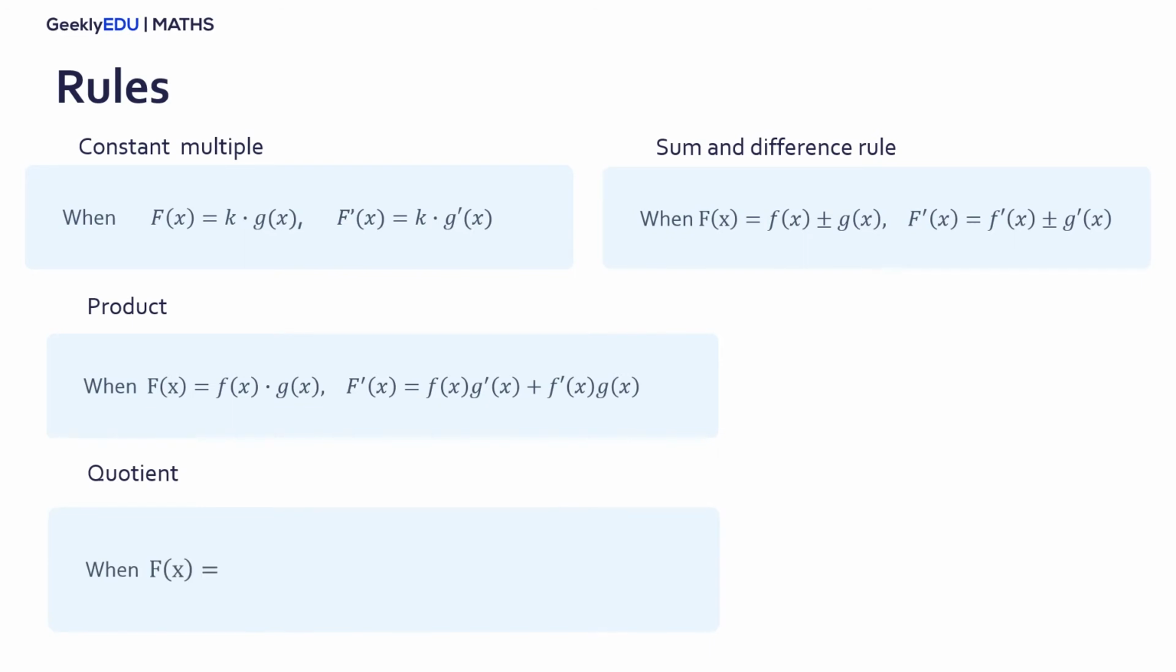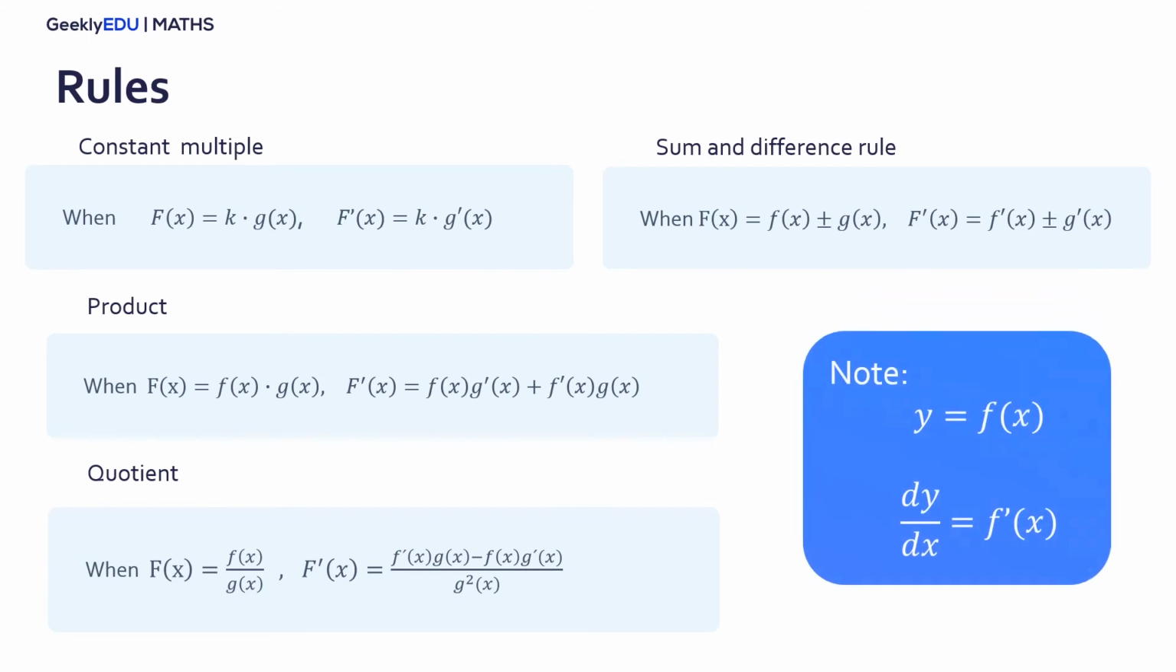Finally, the quotient rule says that when we divide two functions, the derivative of this quotient is the derivative of the function in the numerator multiplied by the function in the denominator, minus the function in the numerator multiplied by the derivative of the function in the denominator, and all this divided by the square of the function in the denominator. Remember that a function can also be written as y equal to f of x, and the derivative of f of x, f prime of x, can be represented as dy divided by dx, that represents the change in the variable y with respect to x.